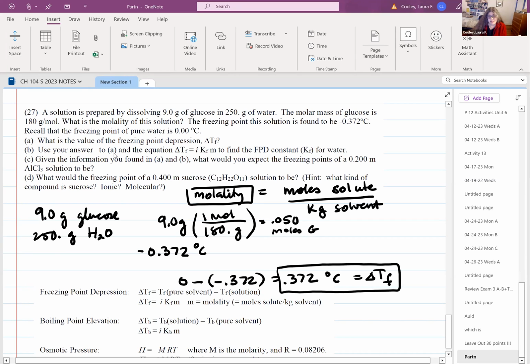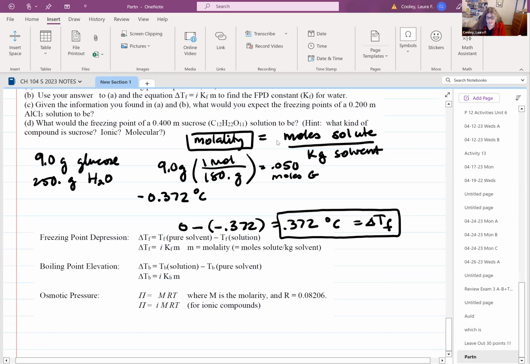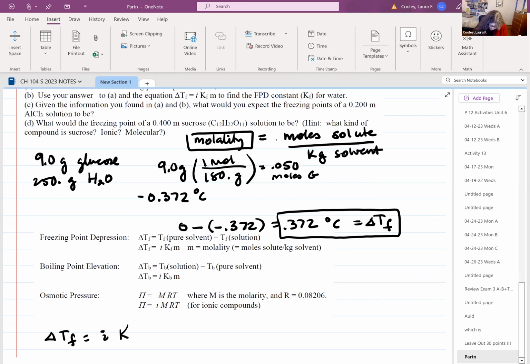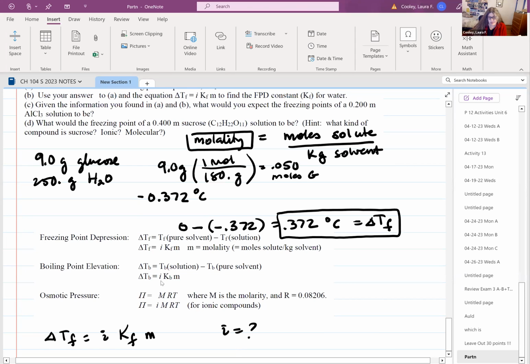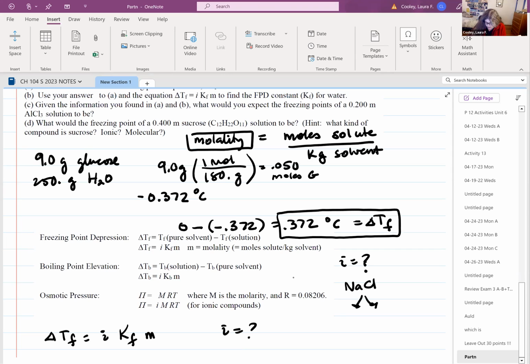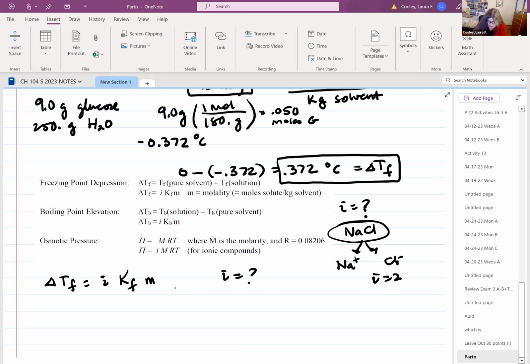So use your answer to A, which was the molality, and this equation to find the freezing point depression constant for water. So we know that delta TF is i KF m. Now, what's this i? It doesn't say here what the i is, but there's an i down here. It says for ionic compounds. You remember what it means, this i? If you have like NaCl and you put that in solution, you get 2 particles. So i is equal to 2. It's basically the number of particles per formula unit. If you have MgCl2, this i would be 3 because you get Mg2+ and 2 Cl minus. So you add the particles up, you get 3 particles. So i equals 3.